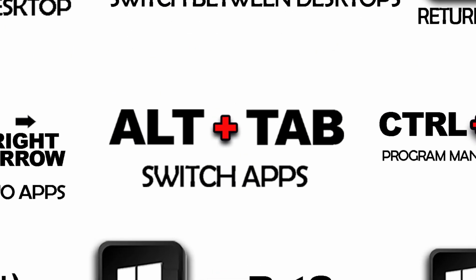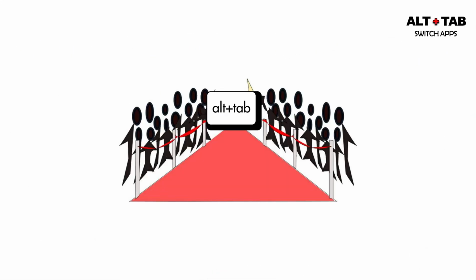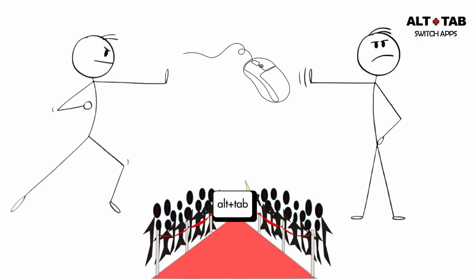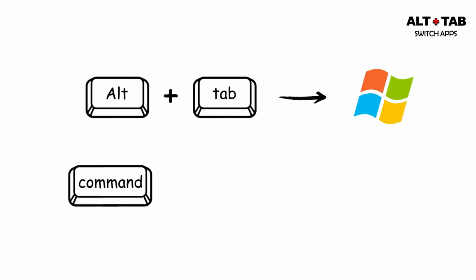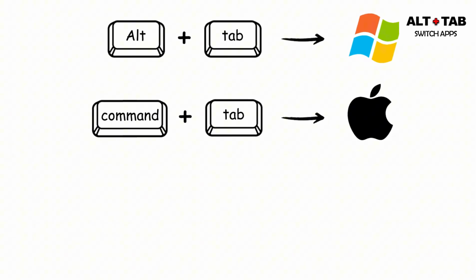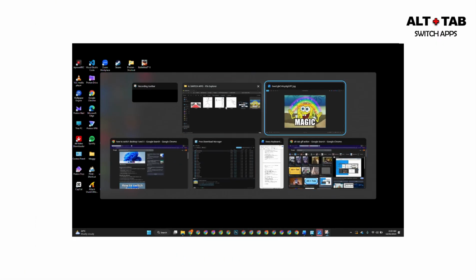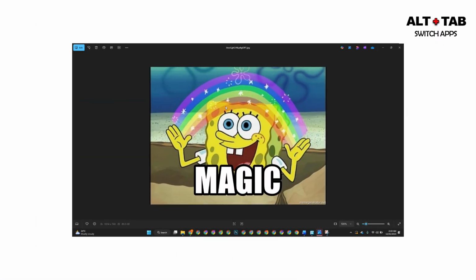Switch apps? Alright, time for one of the most famous shortcuts of all time, and once you master it, you'll never use your mouse the same way again. Press Alt plus Tab on Windows or Command plus Tab on Mac. Boom, every open program appears like a deck of cards. Hold the keys, tap Tab, and flip through them until you land on what you need.